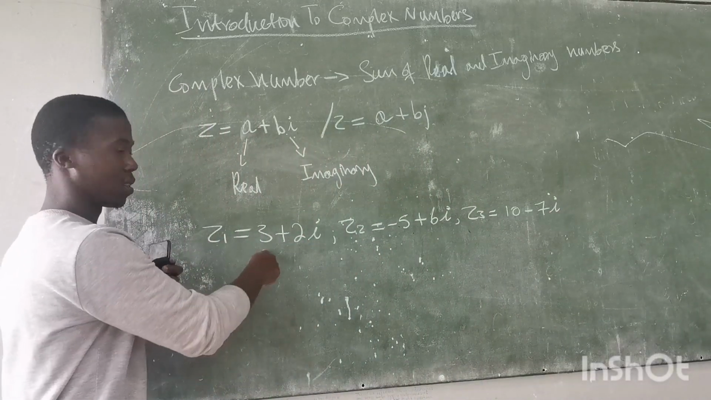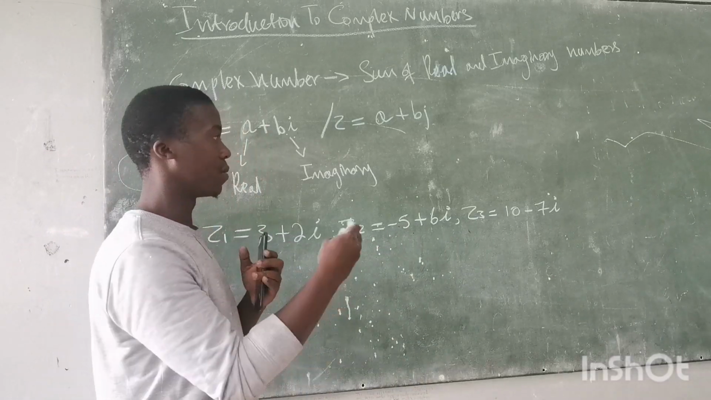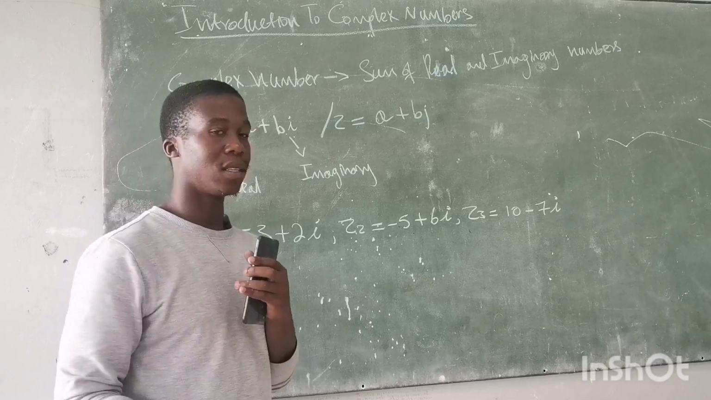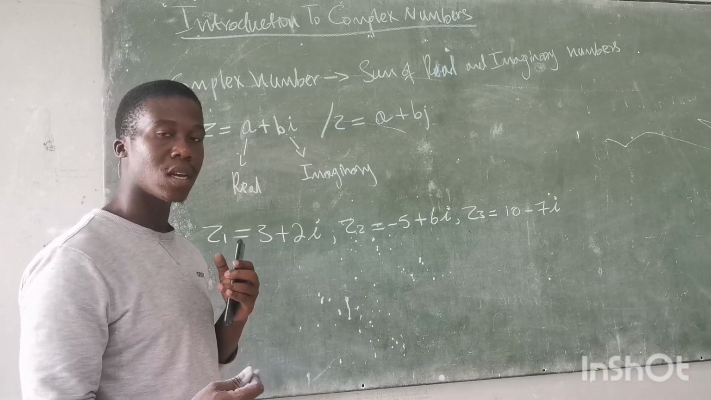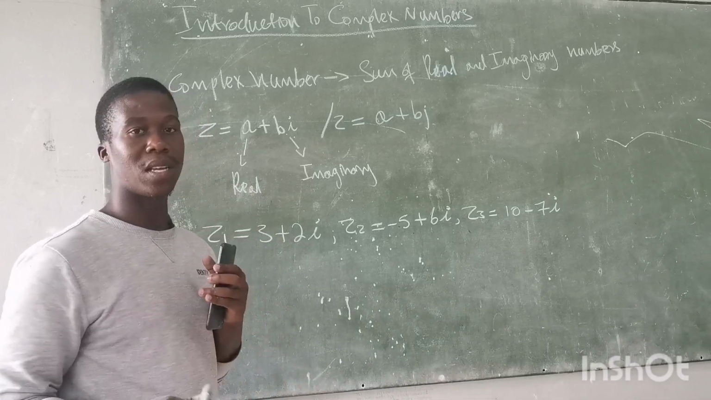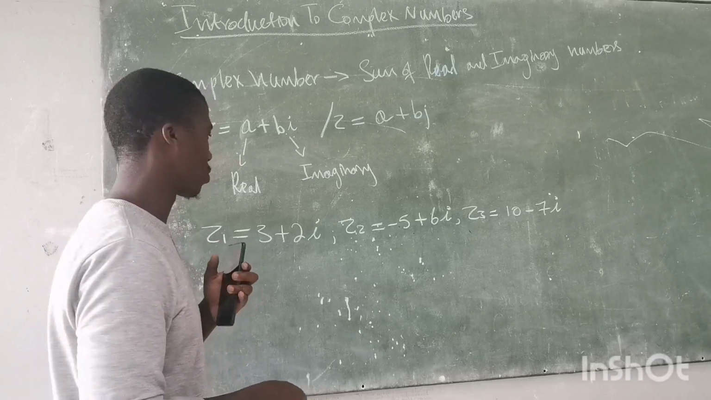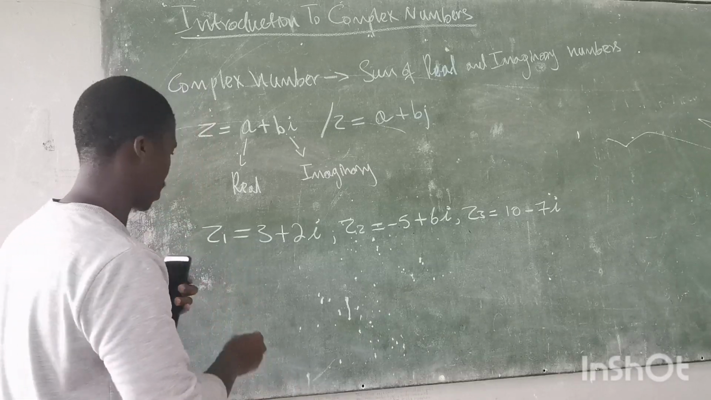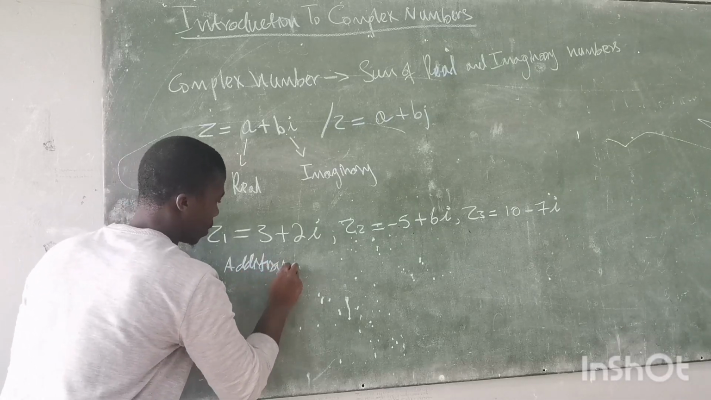So I have three complex numbers. I have Z1, 3 plus 2i. I have Z2, minus 5 plus 6i. I have Z3, which is 10 minus 7i, right? So I'm going to teach you now how to add, subtract, and multiply these complex numbers, and also how to divide. Let's look at addition first.